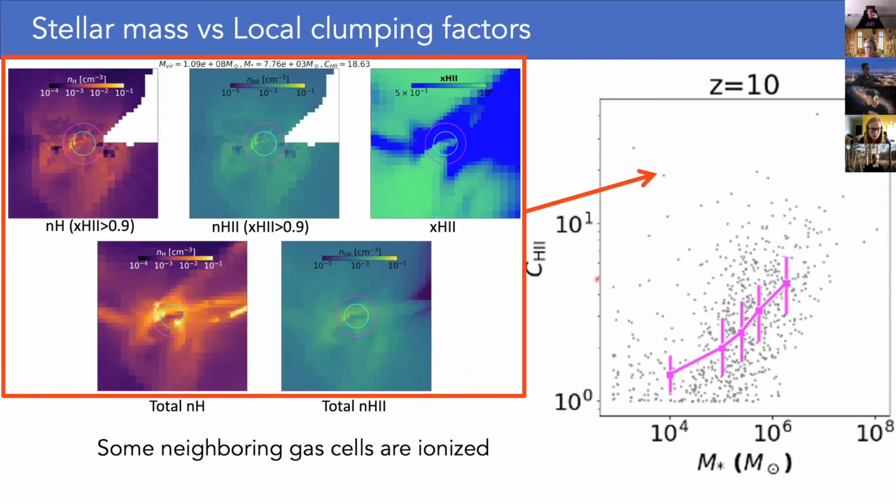But some low mass halos have high clumping factors. Their environment is partially ionized. You can see some green regions that are ionized along the halos. As more gas cells are ionized, we can include more gas cells in the calculations. So the density structure inside the ionized region becomes more complex. This leads to high clumping factors.